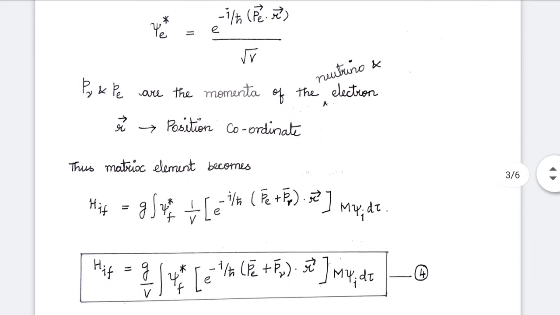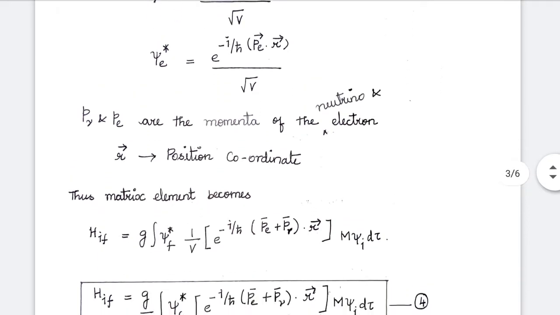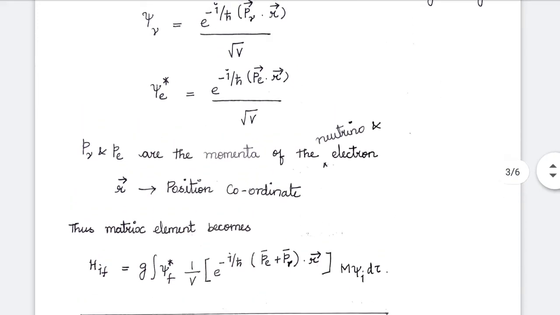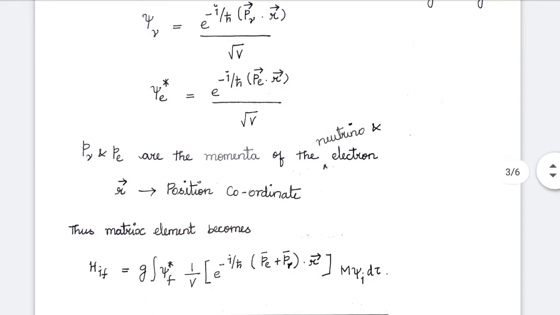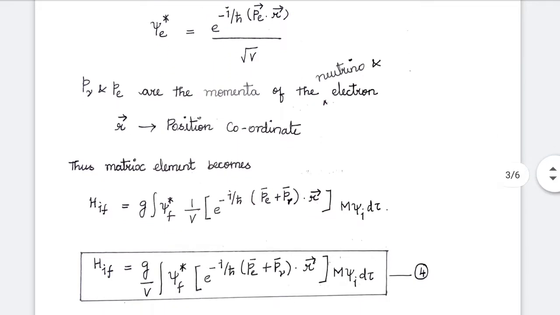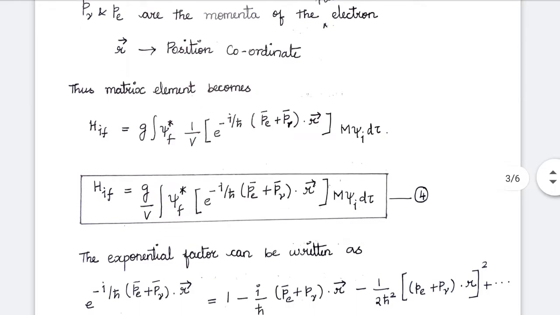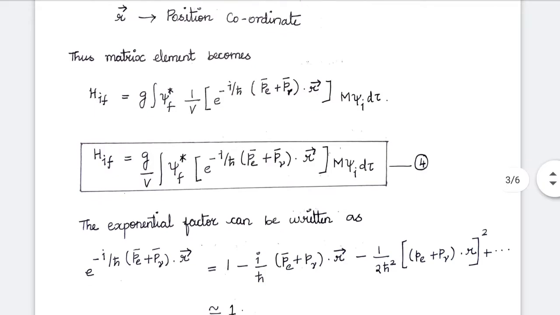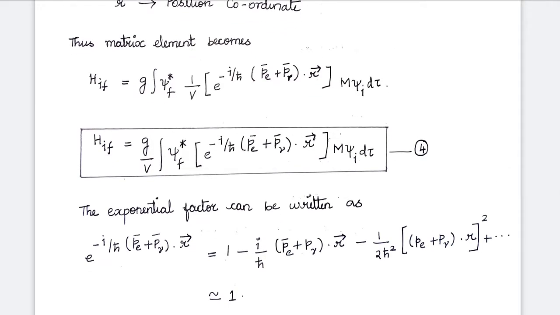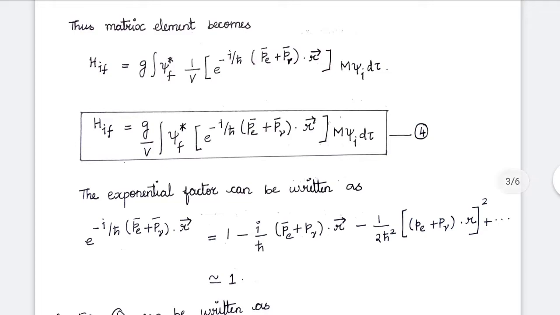So the matrix element gets modified into G into psi f star. Substituting those values, root V into root V becomes V, into 1 by V, into e power minus i by h cross, pe vector plus p nu vector, into r vector, into M into psi I d tau. Let us take that constant V outside. So our H_IF becomes G by V integral of psi f star e power minus i by h cross, pe vector plus p nu vector, into r vector, into M into psi I d tau. This is equation number 4.